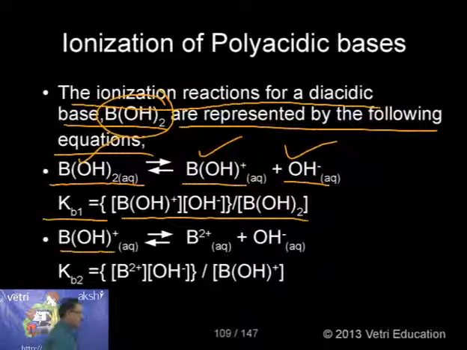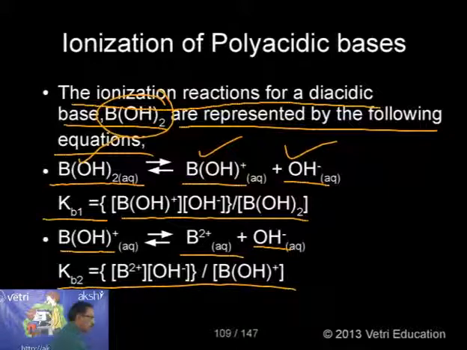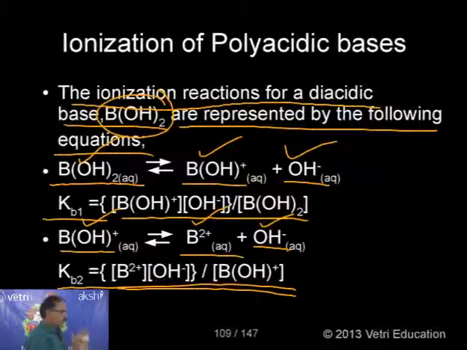The BOH+ in aqueous again undergoes ionization, producing one more OH- in aqueous media, and producing B2+ aqueous. For this reversible equilibrium reaction, Kb2 is equal to the product of B2+ and OH- divided by BOH+. So this is Kb2.